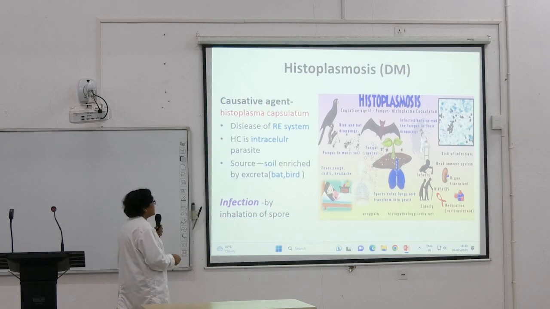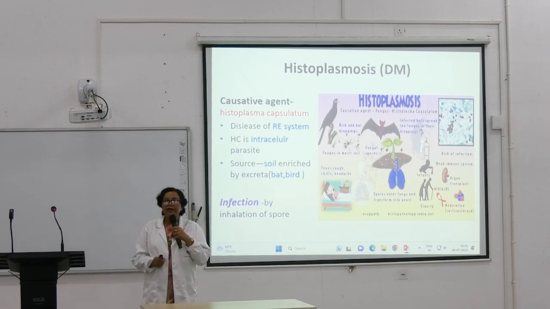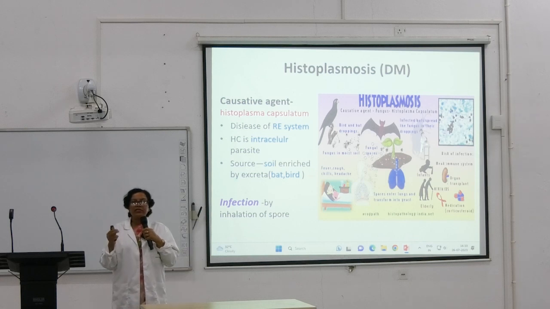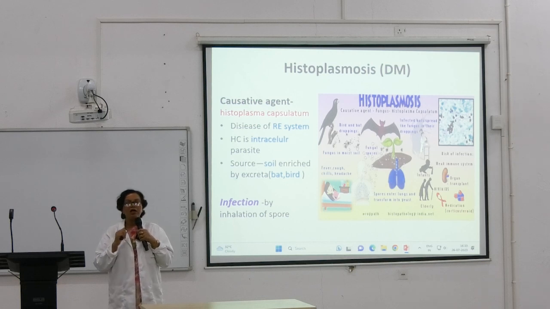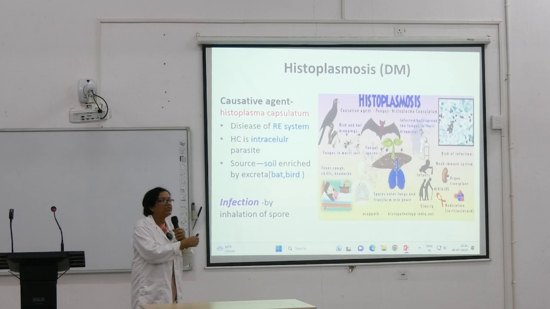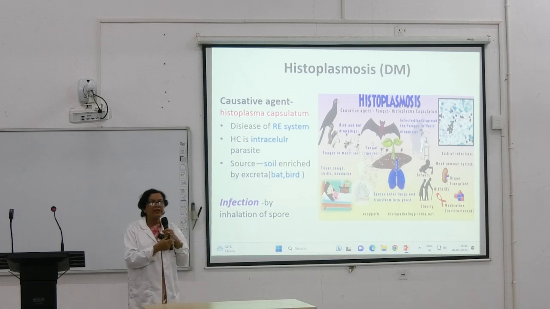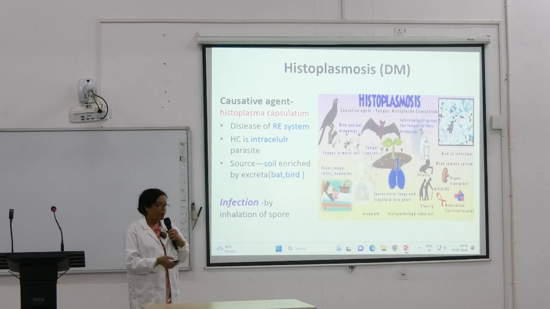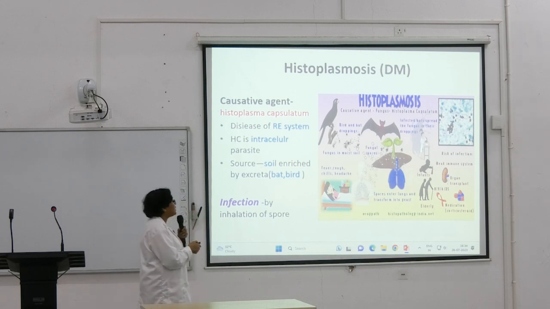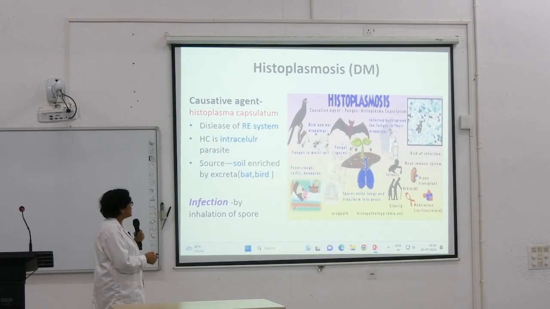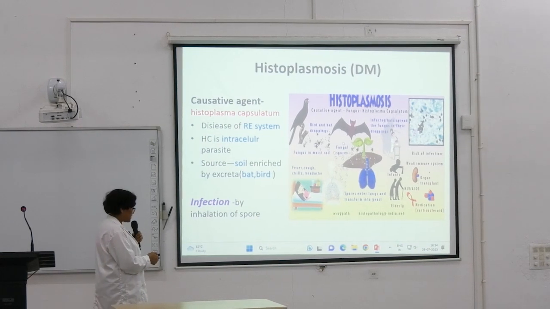So infection by inhalation of the spore. Every dimorphic fungi, first infection in the lung by inhalation of the spore. So first infection in the lung, from the lung disseminated to other, that is skin, lymph node, liver, etc. So first infection in the lung by inhalation of conidia from the surroundings.